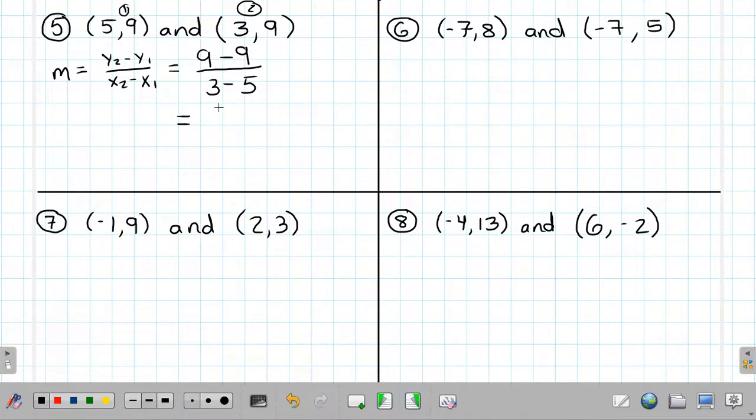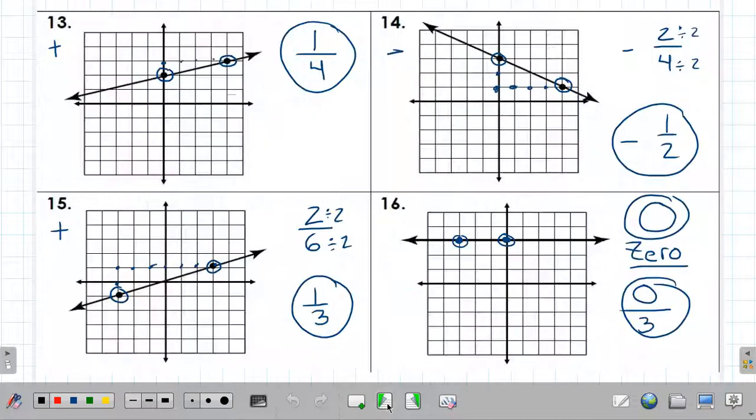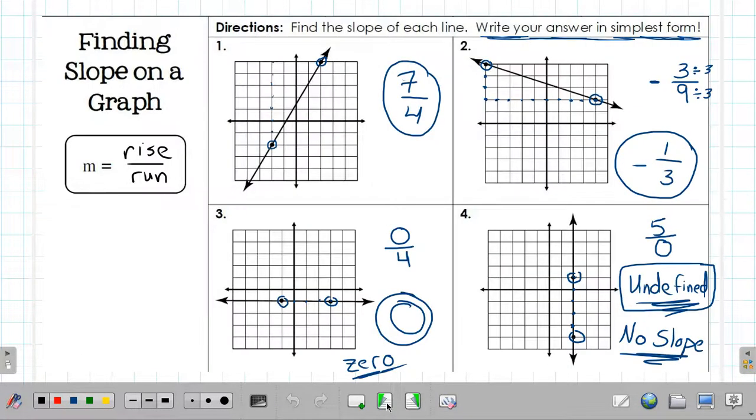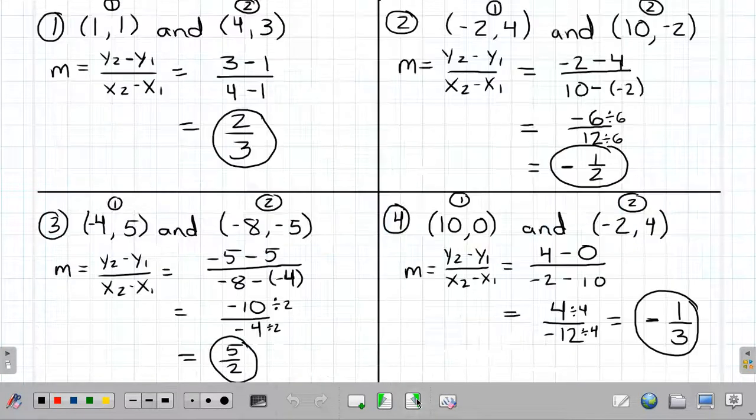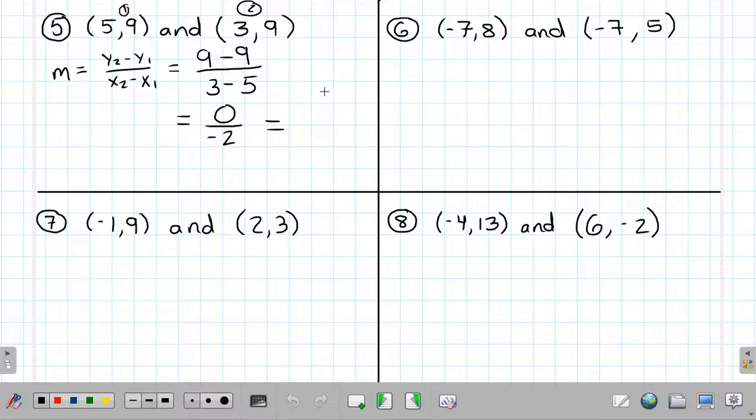So what does that give us? That gives us 9 minus 9 is 0 over 3 minus 5 is negative 2. Once again, this is where we have to know about fractions. But I want you to look at this fraction and look at this fraction. 0 over 4, well, we said that was 0. So 0 over negative 2 is also going to be 0. So that's actually 2 points that are on a horizontal line. And one thing that gives it up is each point has the same y value. So you can think of them being at the same y value, so the line is going to be straight across.